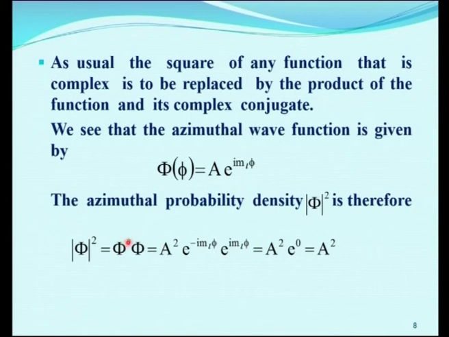This Phi star is the complex conjugate of Phi, and its value is A squared e power minus i m l phi, e power i m l phi. We get e power 0 because this is a negative term and this is a positive term, so together we will have 0. We know that anything power 0 is equal to 1. So, A squared into e power 0 is equal to A squared.